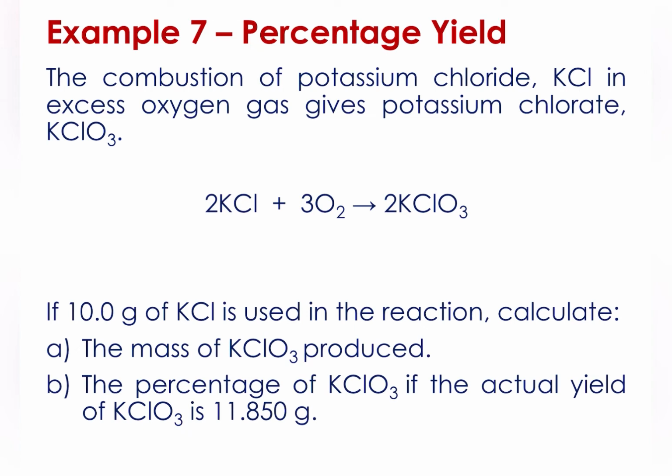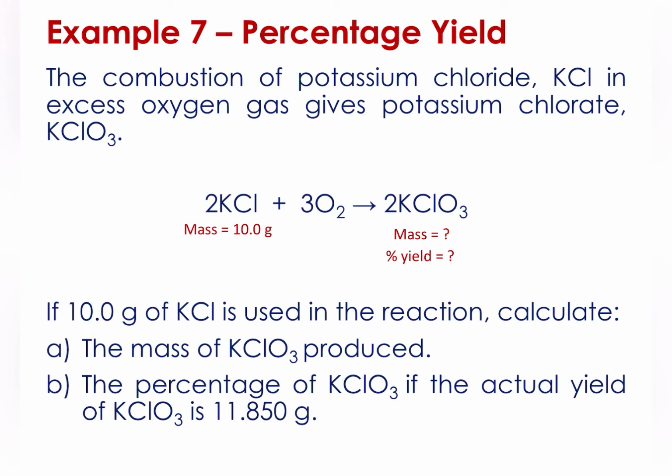Now you have to take out your information. You got 10 gram of KCl. So this is the mass. And what you need to find out is the mass for the product. And you have to find out the percentage yield of your product. And what is given also is the actual yield here. Okay, so let's focus on the first question first.